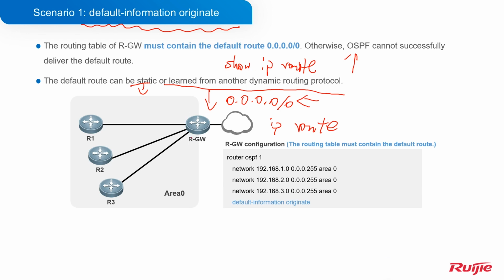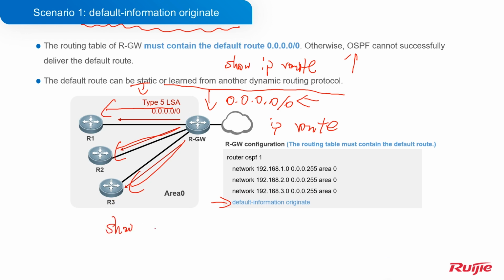After this, we can configure the default-information originate on the device, and then the device will deliver the default route information to R1, R2, R3. Okay, so this is the first scenario for delivering the default route. And the default route is actually a type 5 LSA. So we can see the type 5 LSA on R1, R2, R3.